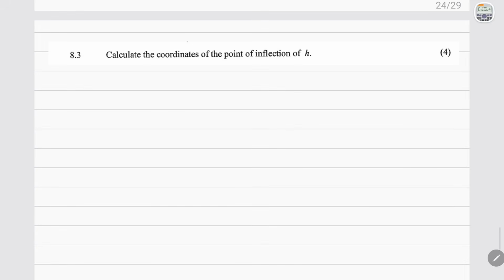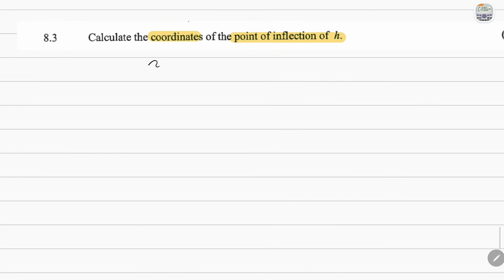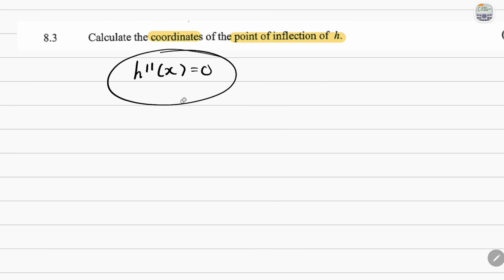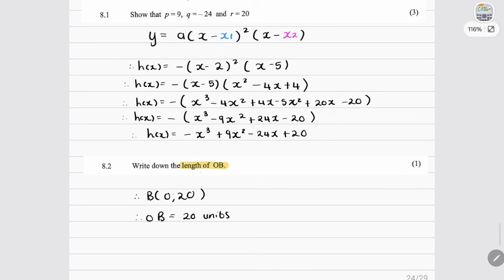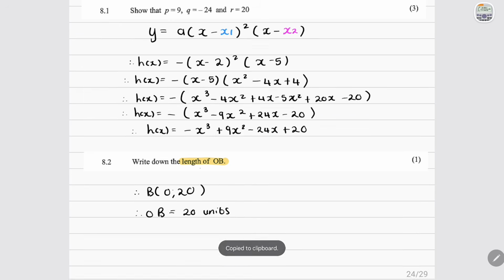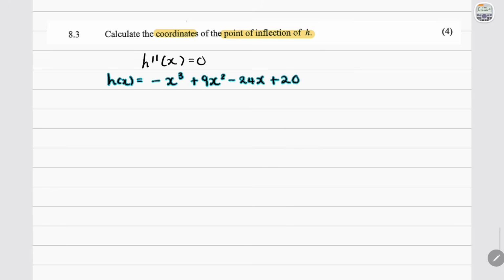The next question says calculate the full coordinates of the point of inflection of h. How do you find the point of inflection? The point of inflection will occur at the point where h double prime of x is equal to 0. This is where we will have the point of inflection. So that's really what we're going to do. We'll take our function, derive it, get the second derivative, set it equal to 0, and then we will find the x value of the point of inflection and then the y value.